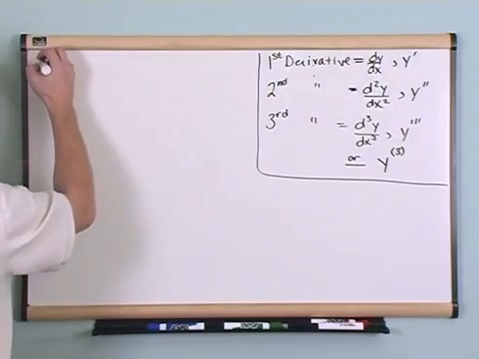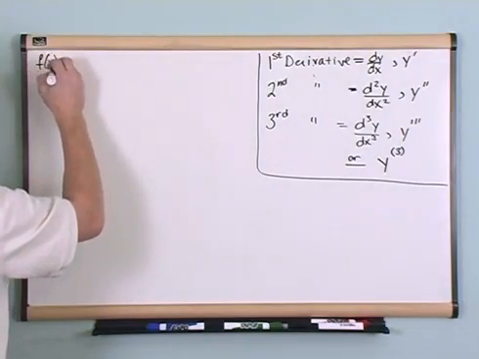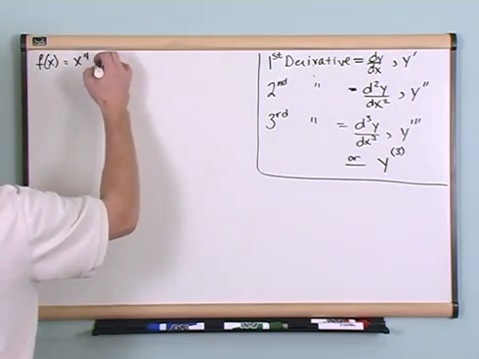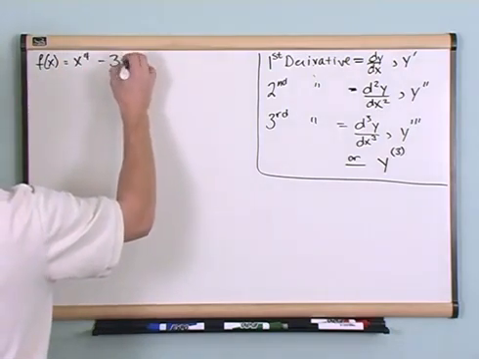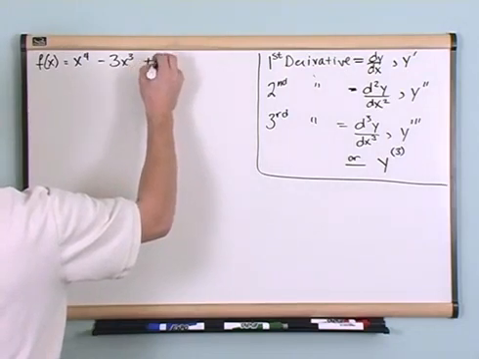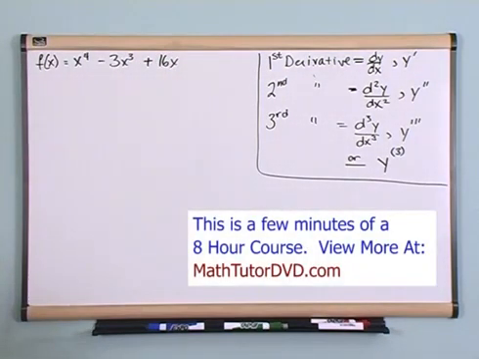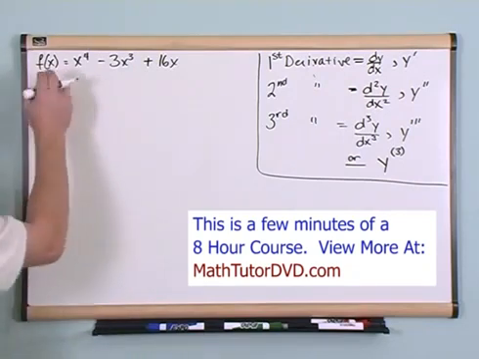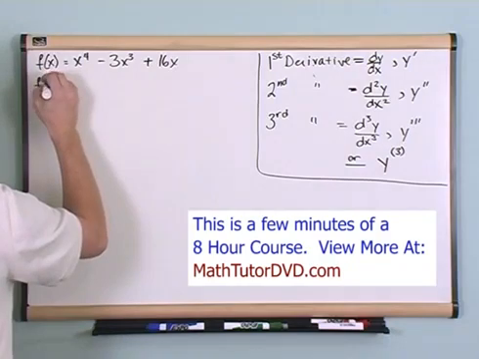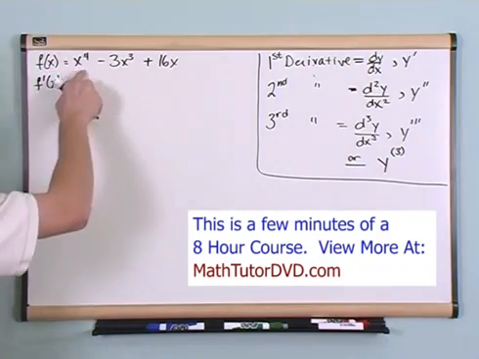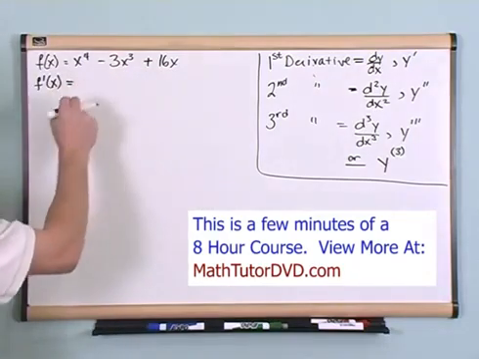So what if you have f of x is equal to x to the fourth power minus 3x to the third power plus 16x. And the question is, find the first and the second derivative of this function. Well, we've been finding first derivatives all day with the single prime mark, and we know how to take derivatives of polynomials like this, so we just do that.